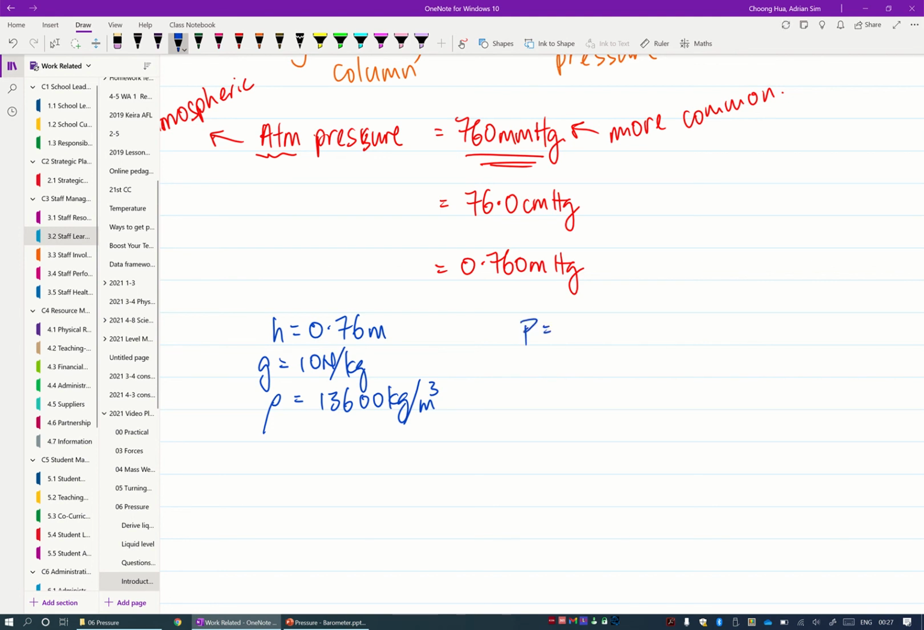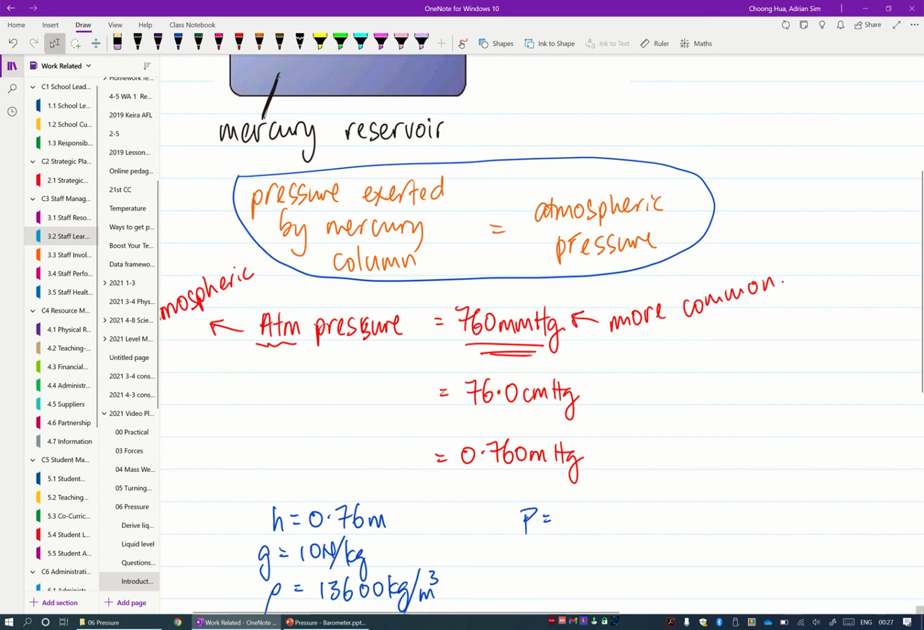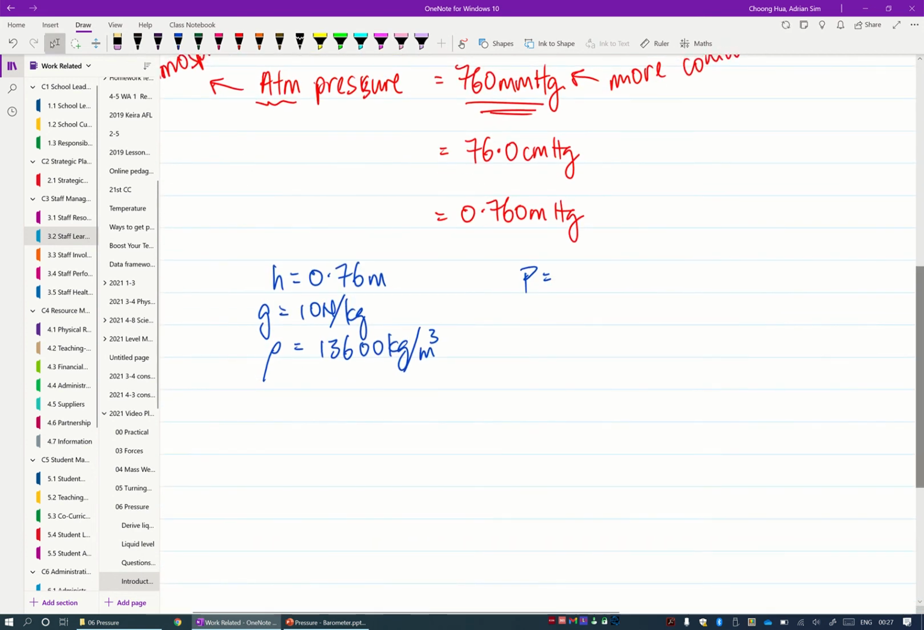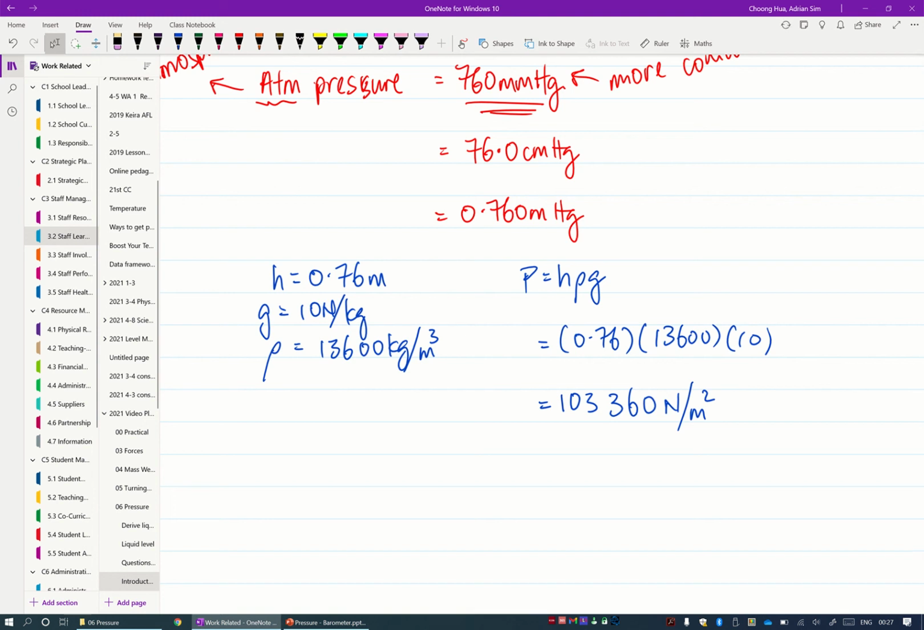So P equals, you see this line here? Pressure exerted by mercury column equals atmospheric pressure. So I'm just going to calculate the pressure of that mercury column, which will give me the atmospheric pressure. P equals h rho g, which equals 0.76 times 13,600 times 10, and I'll get 103,360 Newton per meter square. This is the value of your atmospheric pressure.